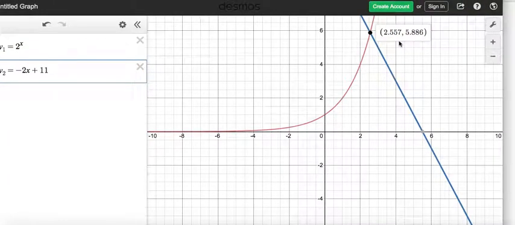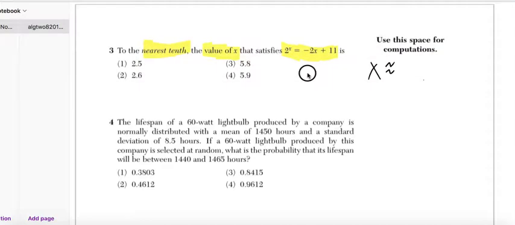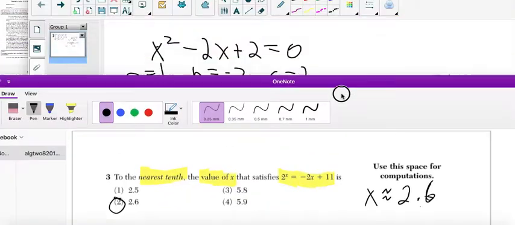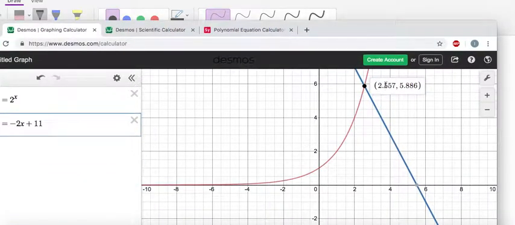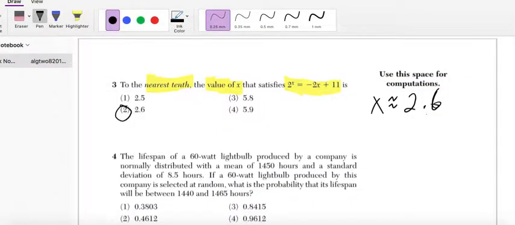It's approximately 2.6 and 5.9. But remember, they're asking for the x value, right? Because there's no y, so the answer would be 2.6. The 5.9 is the value I would get if I substitute x for the exponent and raise 2 to the power of about 2.557, it'll give me about 5.886. And the same thing, if I substitute 2.557 for x into this one, it'll also give me 5.886. So what they're saying is that they're equal when x is about 2.6, okay?